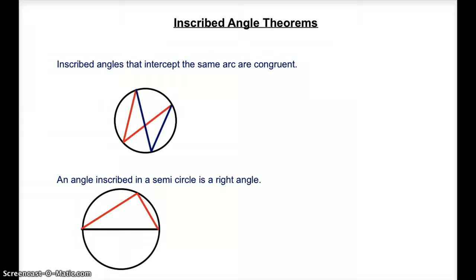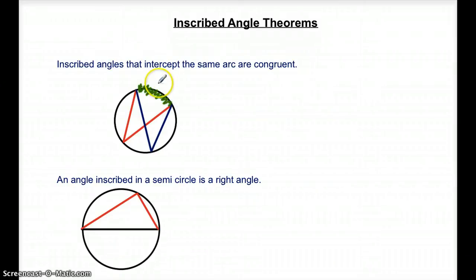Now let's look at some theorems involving inscribed angles. The first theorem is that inscribed angles that intercept the same arc are congruent. If you look at our red inscribed angle and our blue inscribed angle, you can see that they both intercept the same arc, which is highlighted here in green.